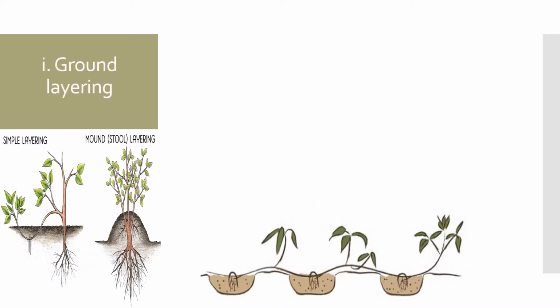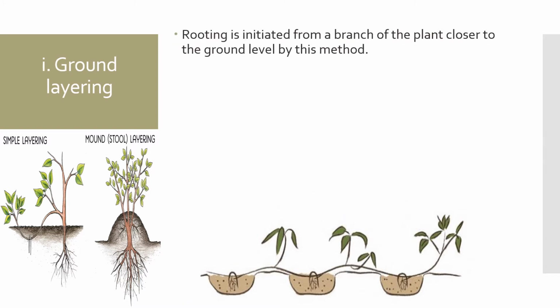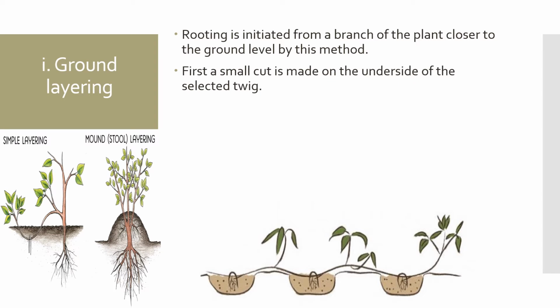First we'll see what is ground layering. In ground layering you have to select a branch or twig from the mother plant which is located near to the ground, at the ground level, and you have to put a small cut on the underside of the selected twig. That means on the side of the twig that is towards the ground. You have to put a small cut on the underside of the selected twig and bend it and bury it under the soil as shown in these diagrams.